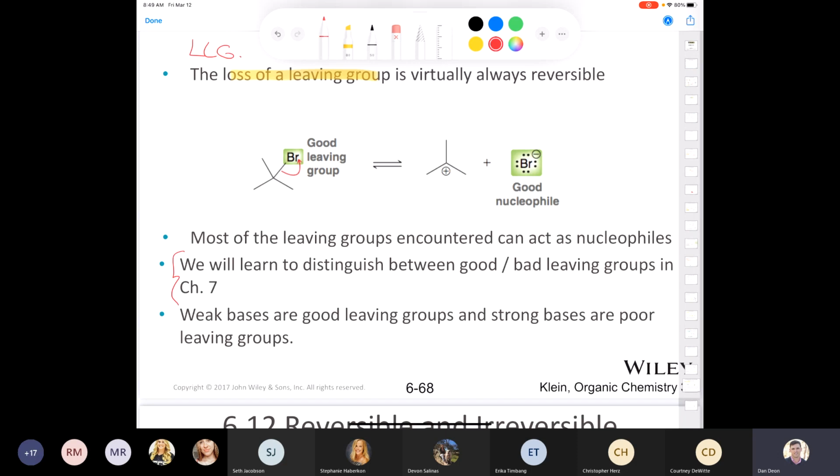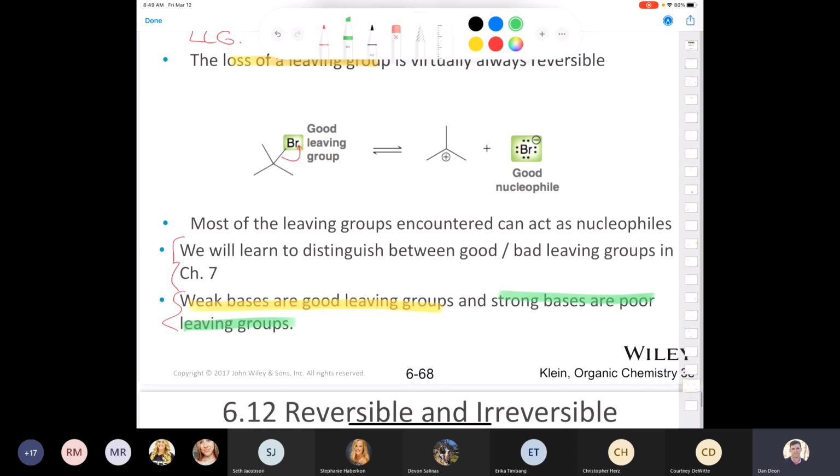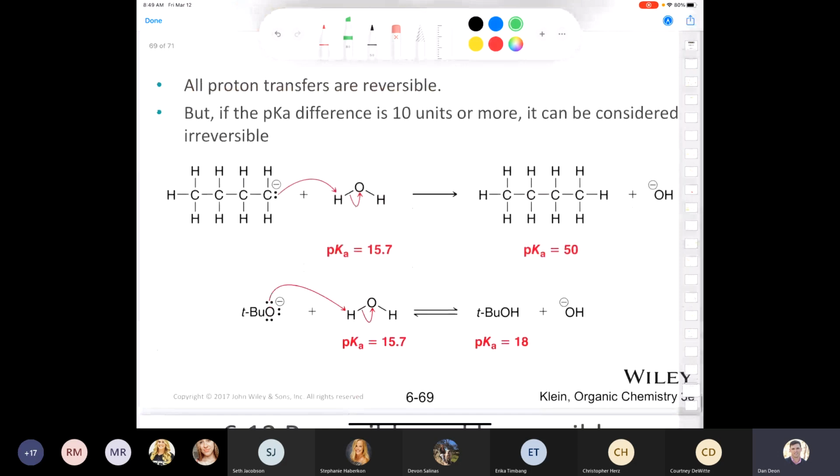Trust me, you don't have to learn Chapter 7 to master Chapter 6. Not the way the book works. It says it right here. Weak base, good leaving group; strong base, poor leaving group. Simple as that. And then the last one is the proton transfer. We're going to see probably more proton transfers than any of the other three mechanistic steps.